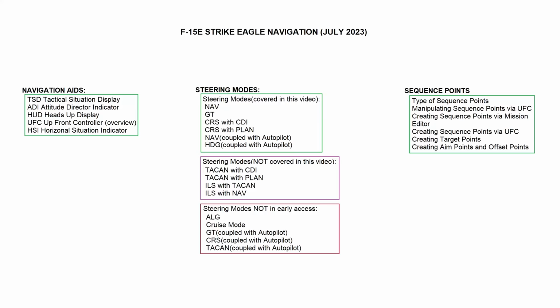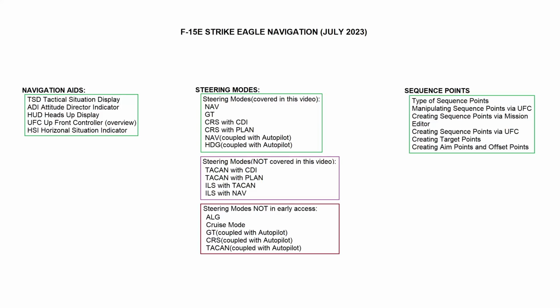First, navigation aids, we'll look at the TSD, Tactical Situation Display, the ADI, the Attitude Director Indicator, HUD, Heads Up Display, UFC, Up Front Controller, we'll do an overview of that, HSI, Horizontal Situation Indicator. The steering modes we'll look at today will be NAV, the default, ground track, course with course deviation indicator, course with plan, nav coupled with the autopilot, and heading coupled with the autopilot.